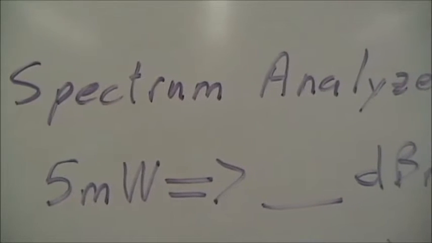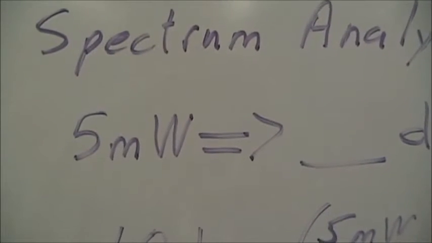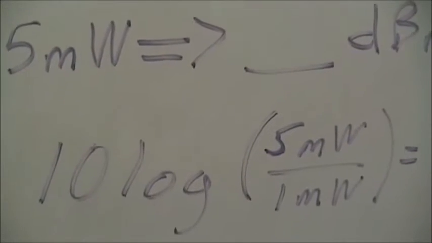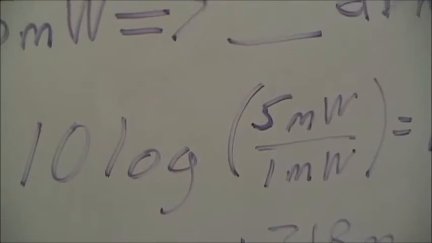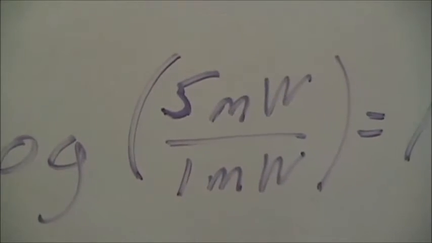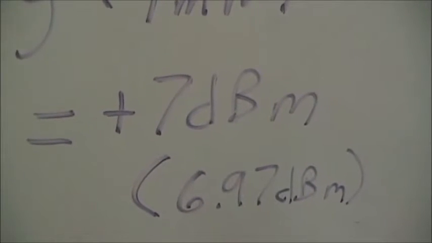Now on a spectrum analyzer, of course, we always read in dBm. So we need to convert 5 milliwatts into dBm. That is easily done. 10 log 5 milliwatts over 1 milliwatt. Remember, the M in dBm comes from the milliwatt reference, 1 milliwatt reference. So that is 10 log of 5. That turns out to be plus 7 dBm.